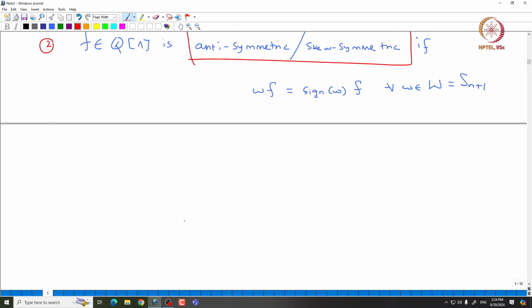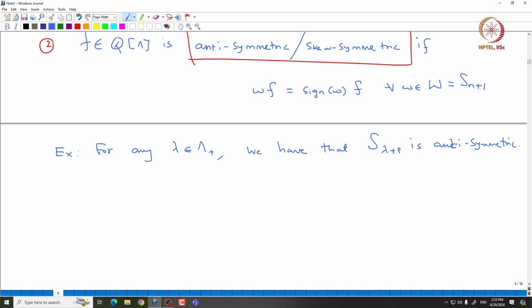It is a simple exercise that I will leave to you to do. So, for any lambda in capital lambda plus, we have that S lambda plus rho is anti-symmetric. Okay, that is because of the way S lambda plus rho is defined using the alternating summation. So, it must be anti-symmetric.